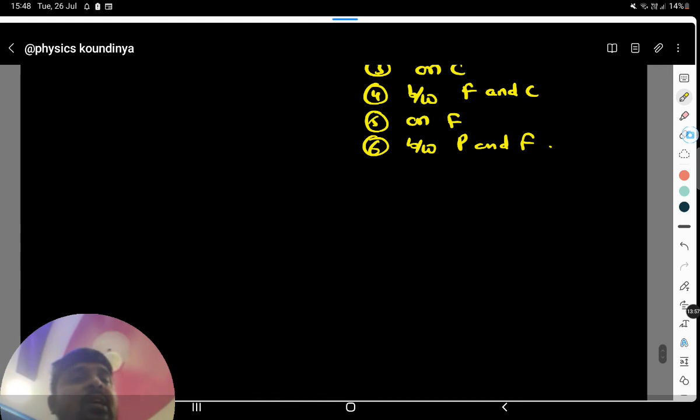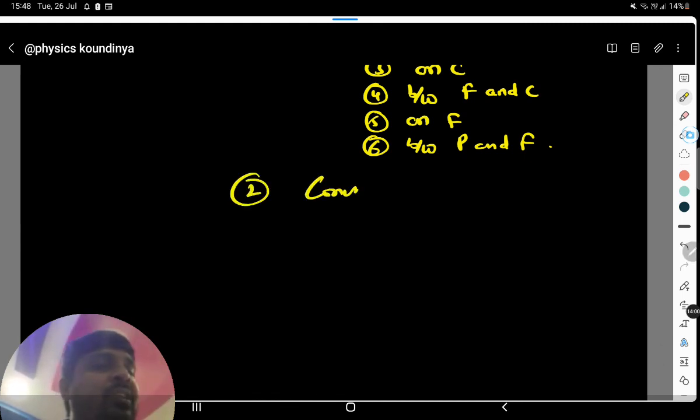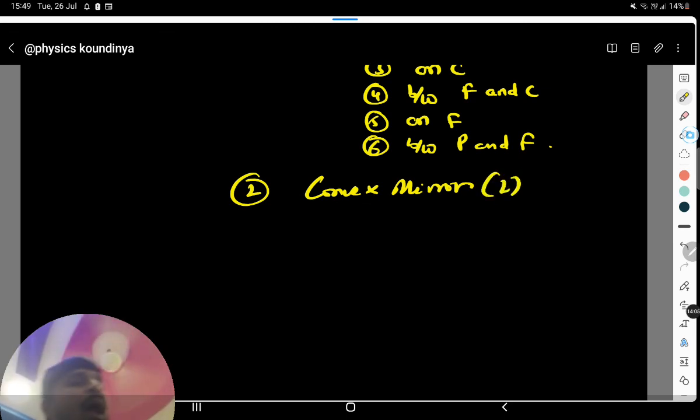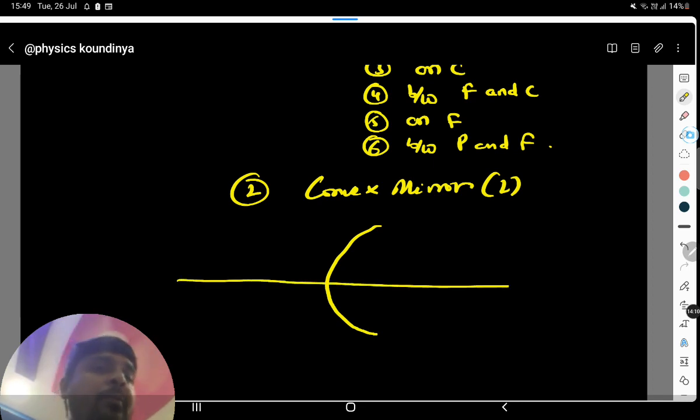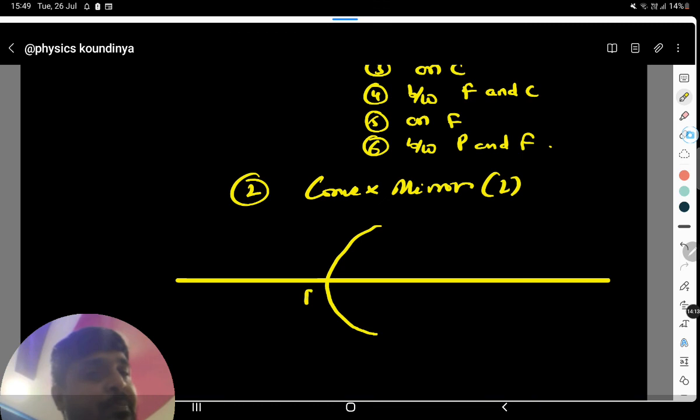Now we are going to see how many conditions are there for a convex mirror. For a convex mirror, I told you already, we have only 2 conditions. The reason for it is, look at the structure of the convex mirror. This is P, F and C, and this side is silvered. That means when you have to place the object, you have to place it on this side, not on this side. This side we can't place the object. That means you have no conditions like beyond C, on C, between F and C. All these conditions do not exist.